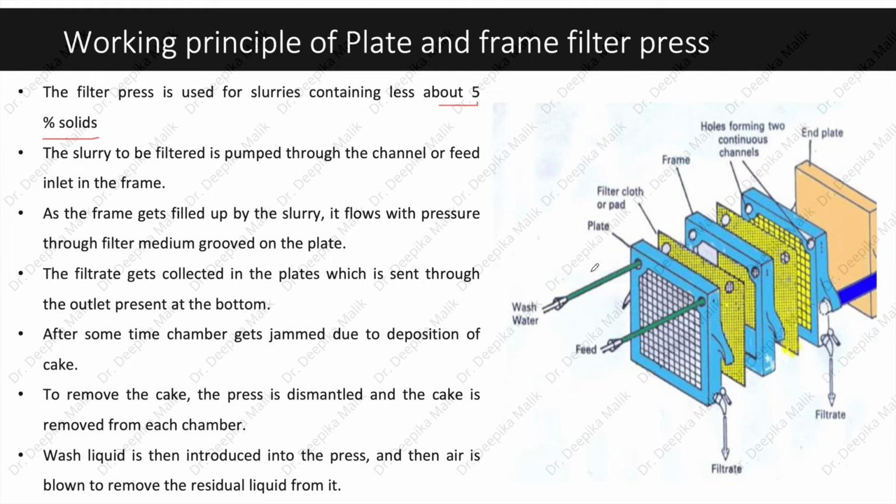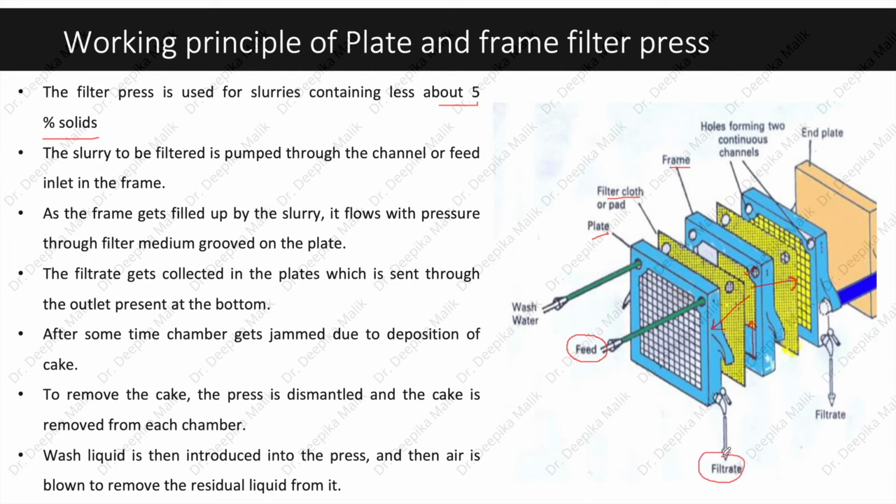Kindly pay attention to the diagram which shows a complete assembly of the plate and frame filter press. The plate and frames are arranged in the same sequence as we have discussed earlier. Here, the slurry to be filtered is pumped through the channel or feed inlet in the frame. As the frame gets filled up with the slurry, it flows with pressure through the filter medium grooved onto the plate. The filtrate gets collected in the plate, which is sent through the outlet present at the bottom.